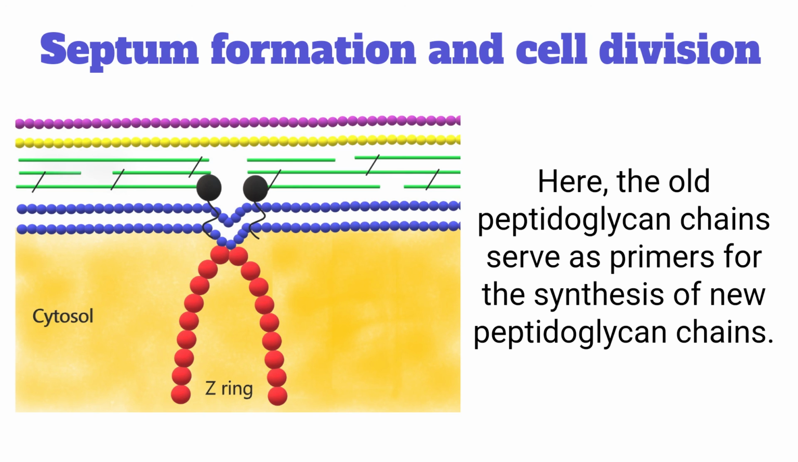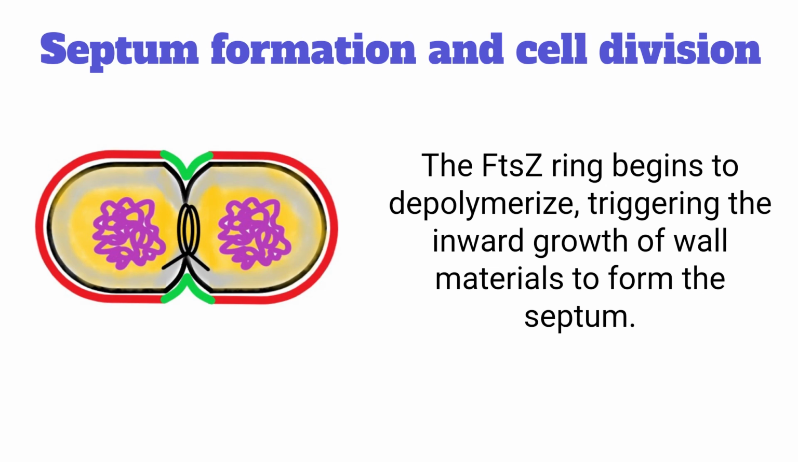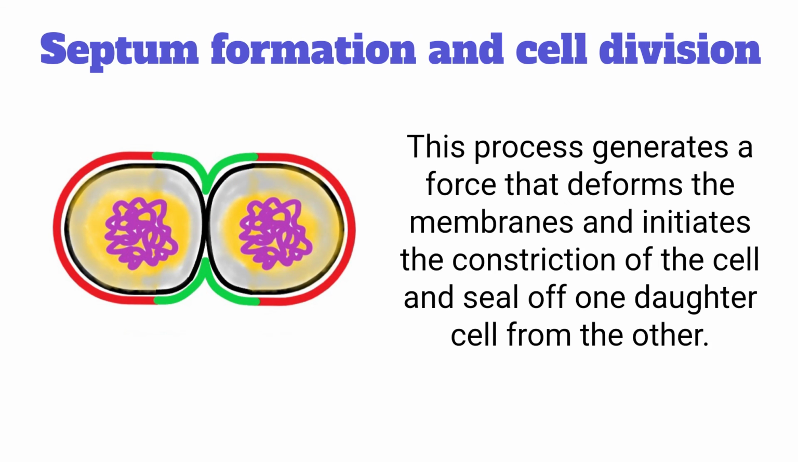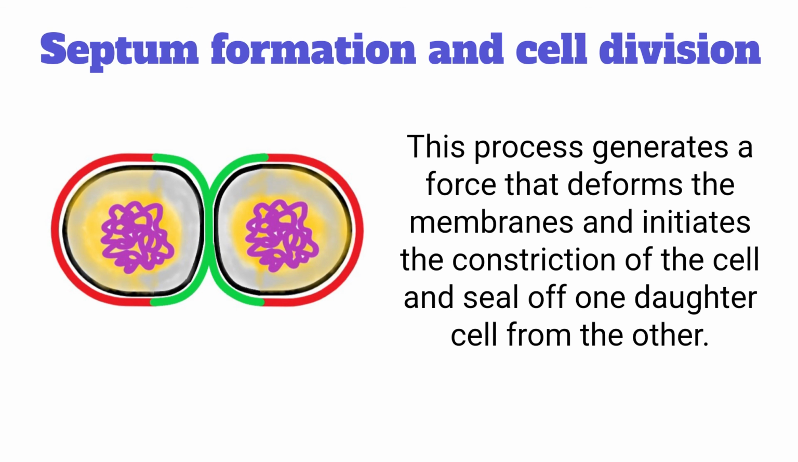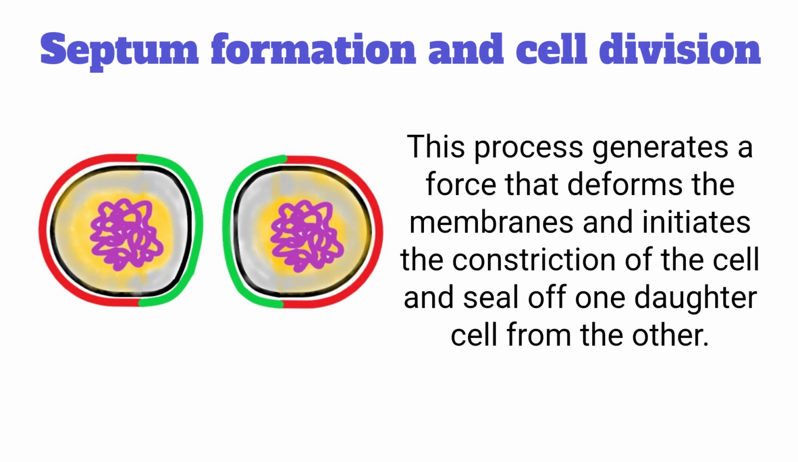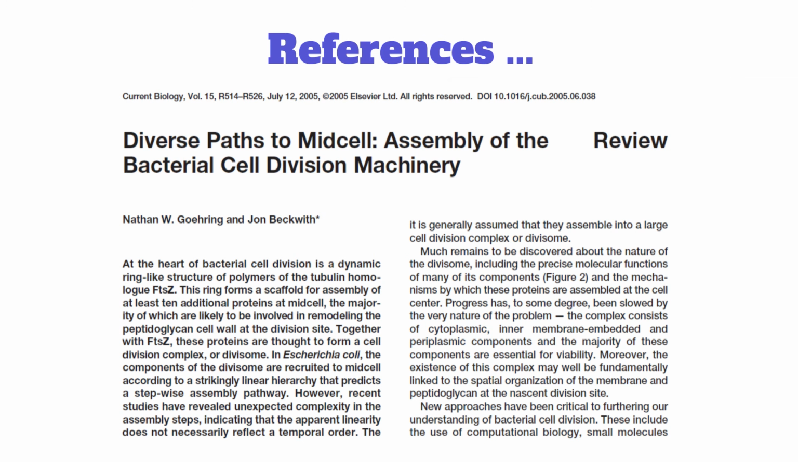As a result, a ridge is formed in this area, just like the bud scar in budding yeast. The FtsZ ring begins to depolymerize, triggering the inward growth of the wall materials to form the septum. This process generates a force that deforms the membrane and initiates the constriction of the cell and seals off one daughter cell from the other. You can read this portion from these two books, and for more you can also read this review article.